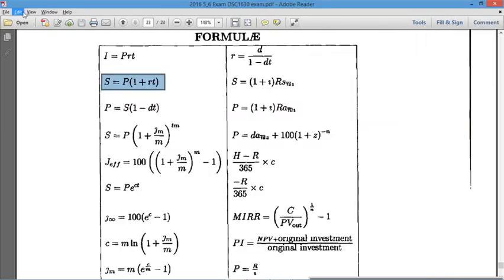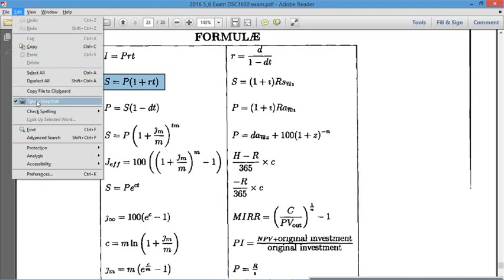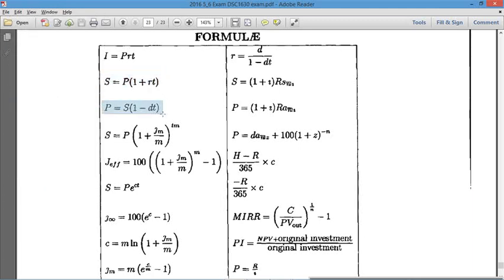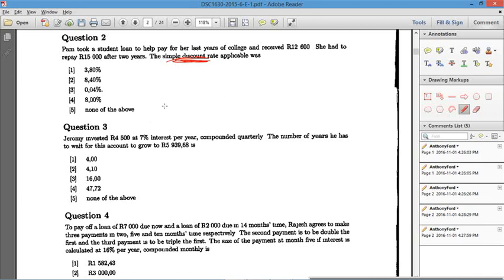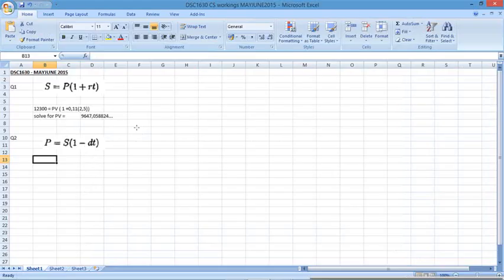So again, go to your formula sheet and locate the correct equation. Discount rate requires that formula. Now I've got the correct equation. I go back to the question and I substitute what I know. We know she received 12,600 today and she'll pay that back in 2 years. Obviously interest is applicable and the repayment is 15,000. So substitute and then solve.